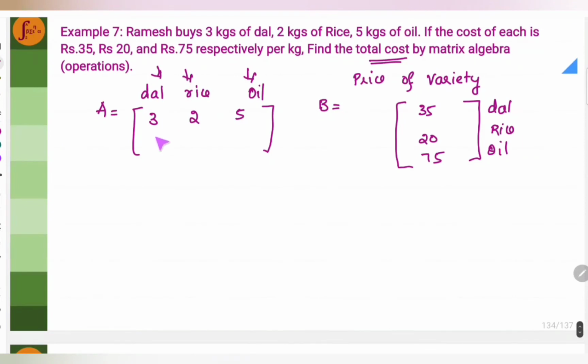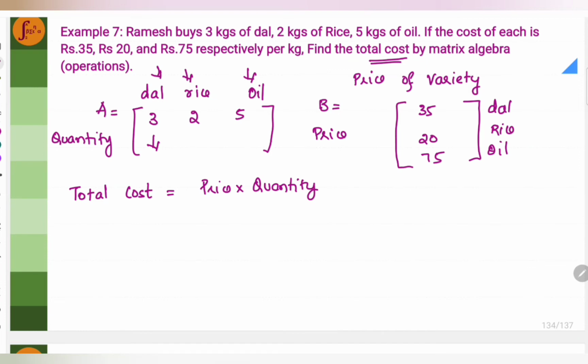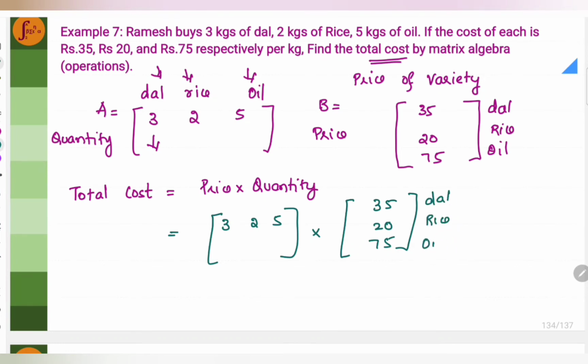Now to find the total cost, you have to multiply the quantity. A represents the quantity matrix and B represents the price matrix. If you multiply quantity and price, then you'll get the total cost. Therefore, total cost is equal to price into quantity of the products. So let's multiply the matrices. Let's take quantity first, 3, 2, 5, into price. Price is 35, 20, 75. This is dal, rice, oil, and this is the quantity for dal, rice, and oil.